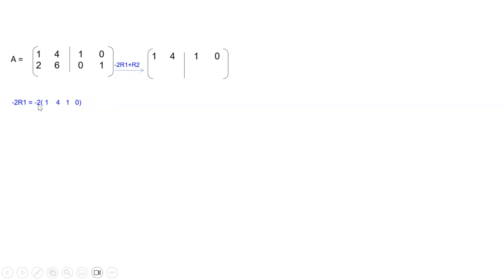So -2 row 1 means -2 times every element in row 1, which is 1, 4, 1, 0. Here that gives us -2, -8, -2, and 0, because -2 times 1 gives us -2, -2 times 4 gives us -8, -2 times 1 gives us -2, and finally -2 times 0 gives us 0. Then I'm going to add it to row 2. So for row 2, all we do is bring it over. So we get 0, -2, -2, and 1. This is my new row 2.